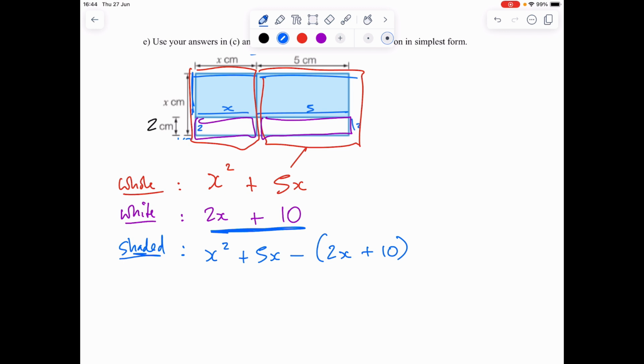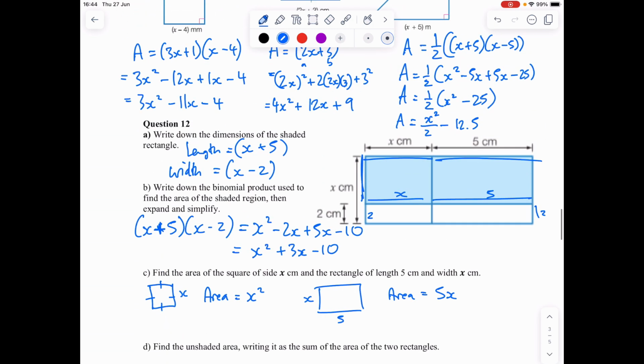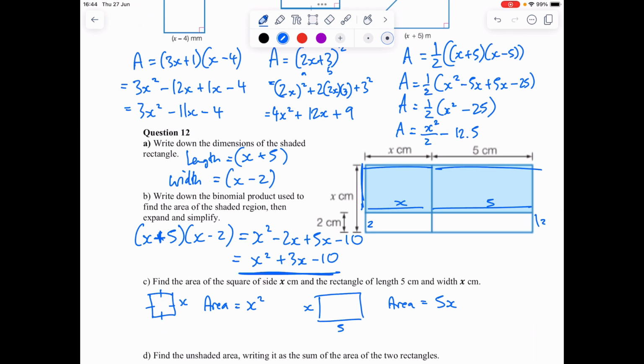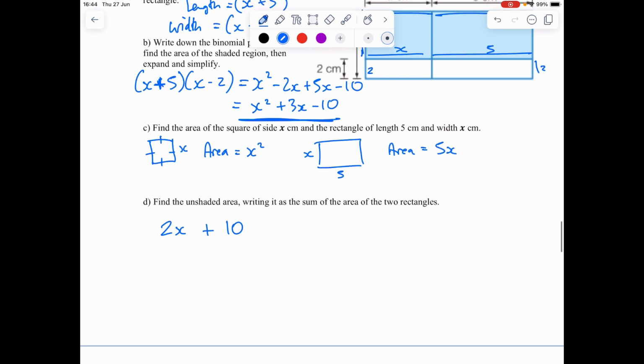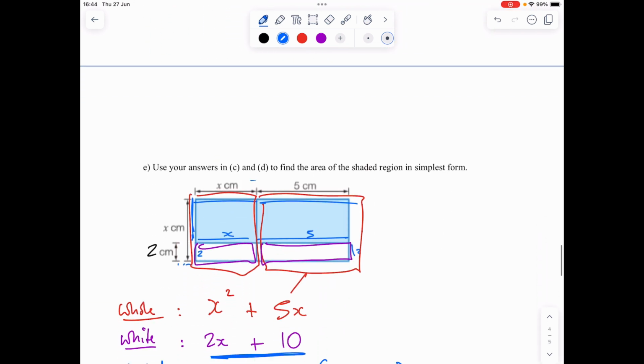Why? Because that negative sign distributes to both. So it becomes negative 2x because there's a -1 in front of the brackets. And what's -1 times positive 10? -10. So now we have x squared plus 5x take 2x plus 3x take 10, which hopefully you notice x squared plus 3x take 10 is the same as the answer that we got here, where we did FOIL, to get the same exact answer, okay? It's just showing you two different ways to solve the same thing. x squared plus 3x take 10 is also x squared plus 3x take 10.